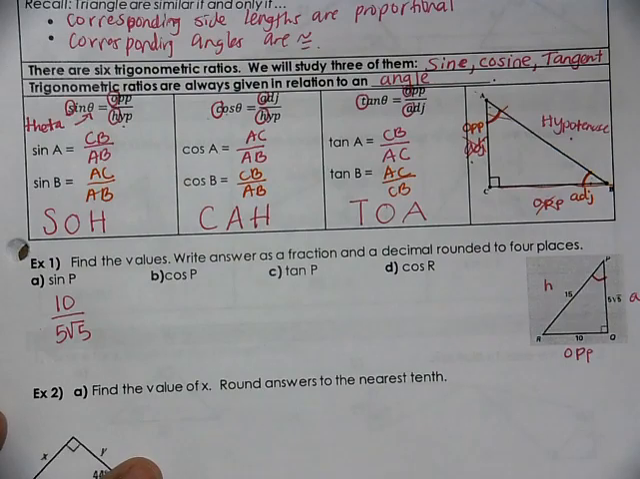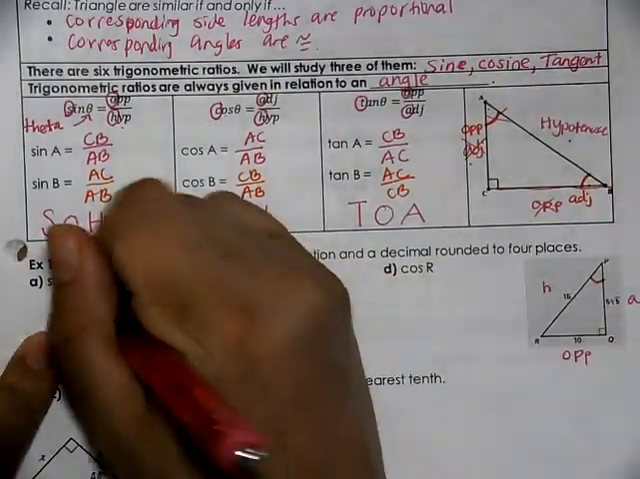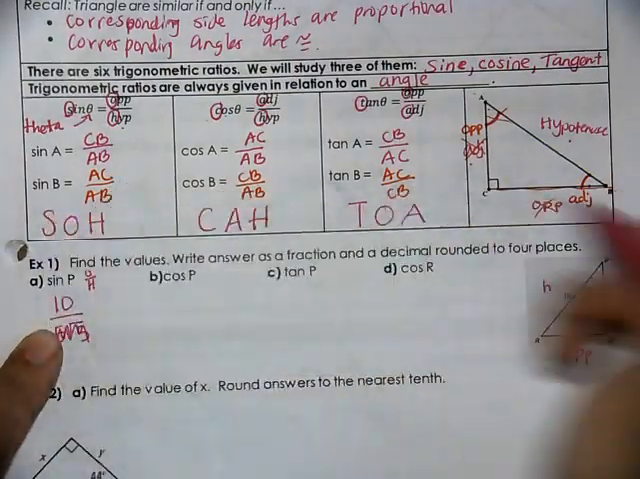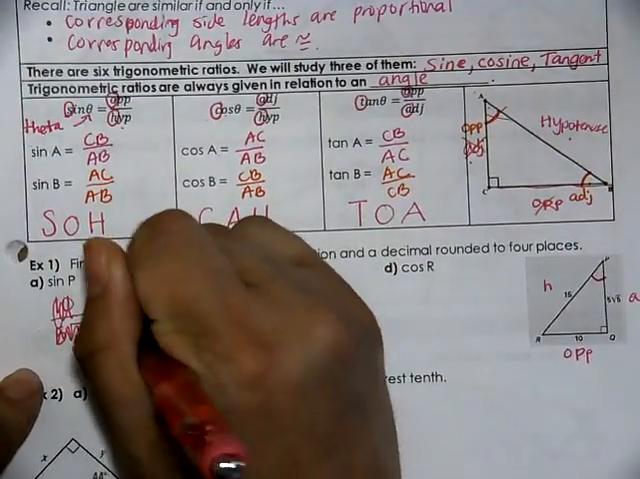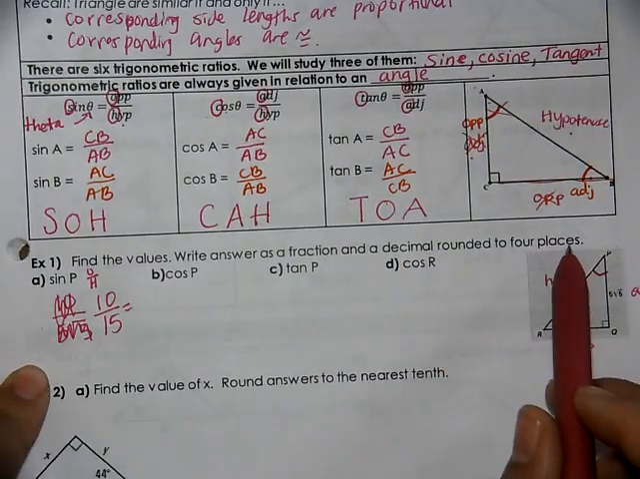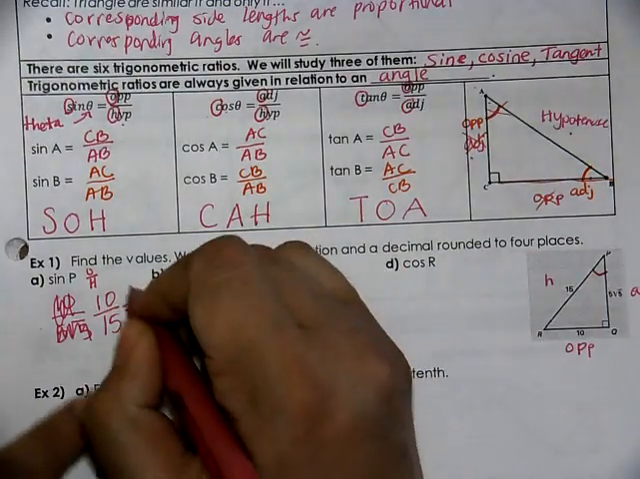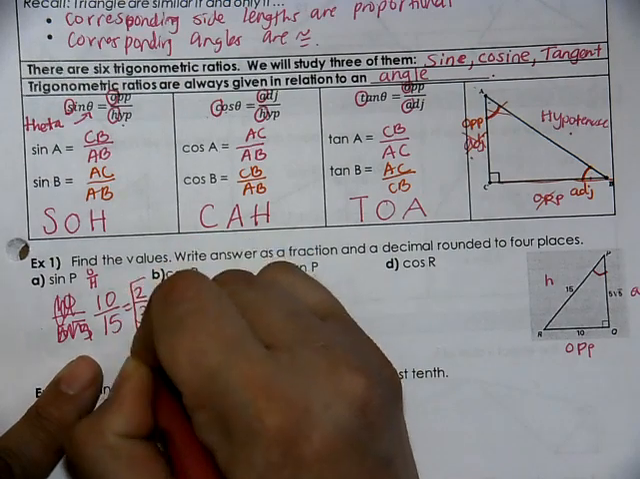I'm sorry, I took the wrong one. It wasn't 5√5. The hypotenuse, it was opposite over hypotenuse, so O over H is 10 over 15. Let me write that again. And then you would reduce the fraction. It says write the answer as a fraction and as a decimal rounded to 4 places. So if I reduce this, it comes out to 2/3. And that's my final answer.